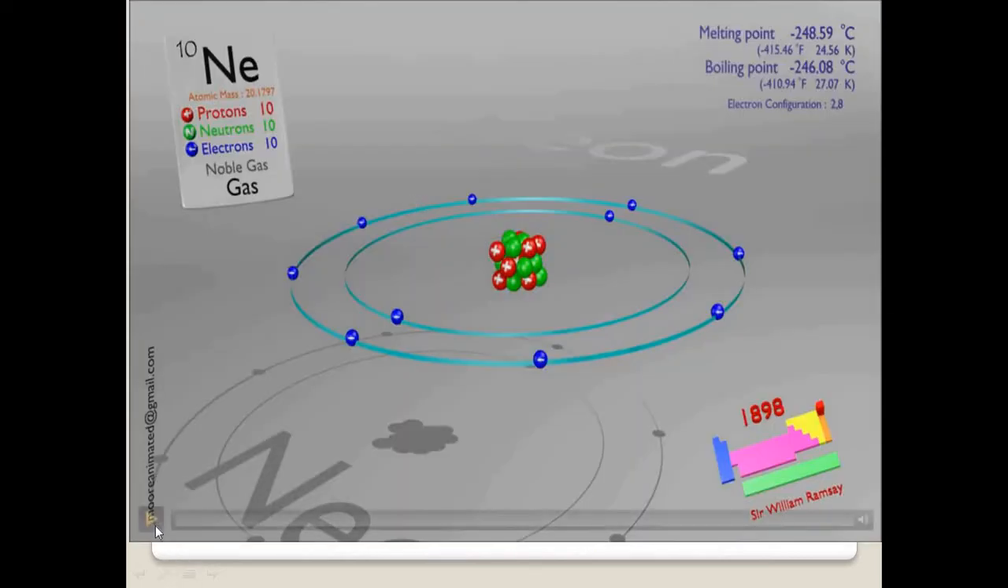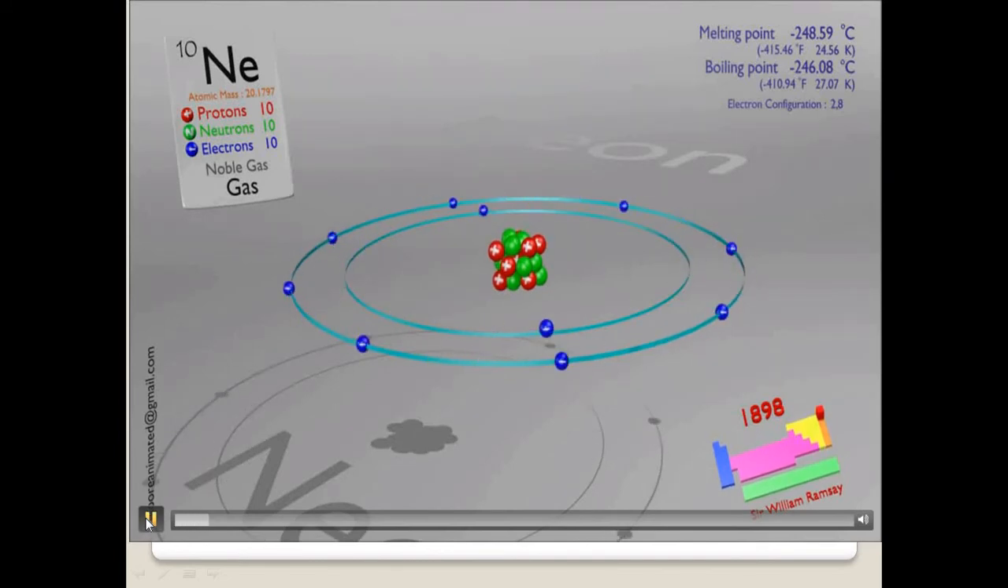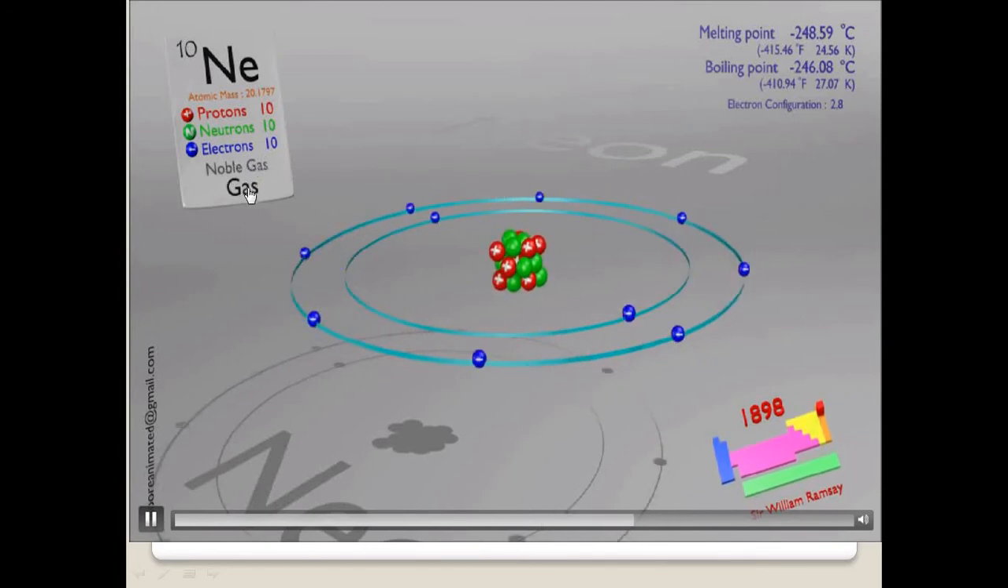Let's see a video for this. This is neon, with atomic mass 20.17, protons 10, neutrons 10, electrons 10. So this is a noble gas. It has a melting point, a boiling point, and electron configuration 2, 8. It was discovered in 1898 by Sir William Ramsay.